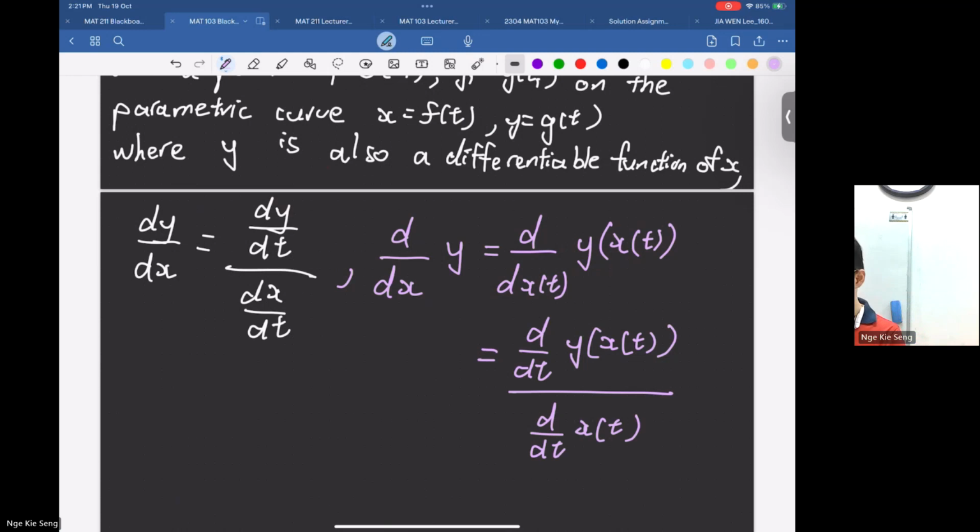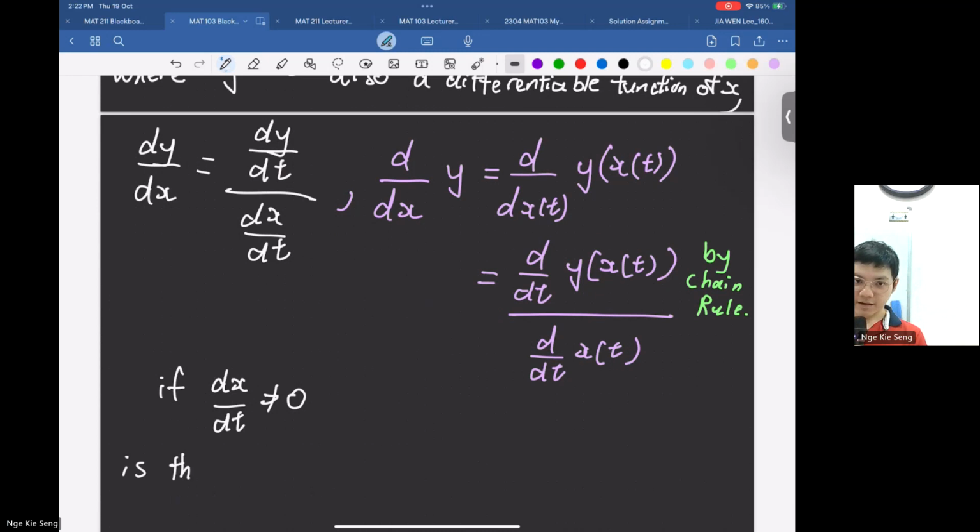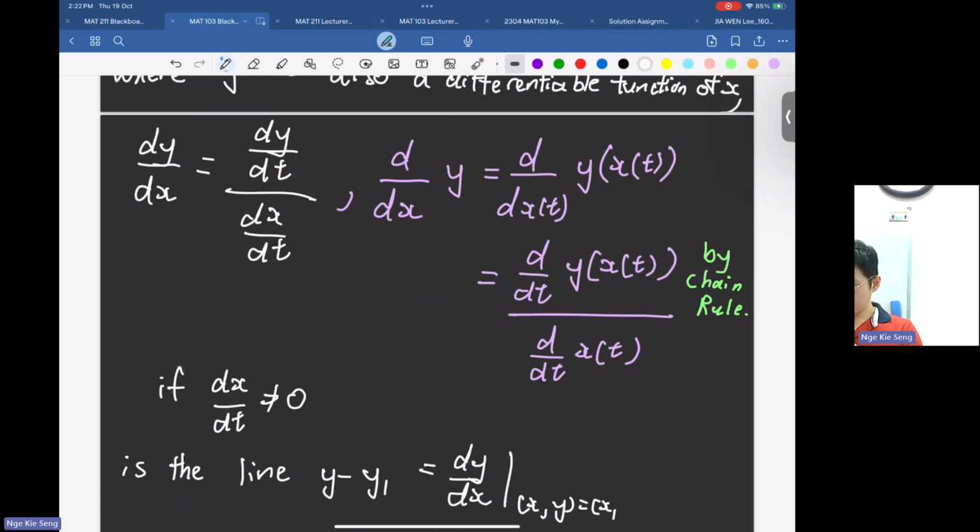So by chain rule, since you are dividing, you need to say that the denominator is not 0. In particular, what is this line here? It is the tangent line, the line y minus y1 equals dy over dx evaluated at (x1, y1), times x minus x1. So this is the line.